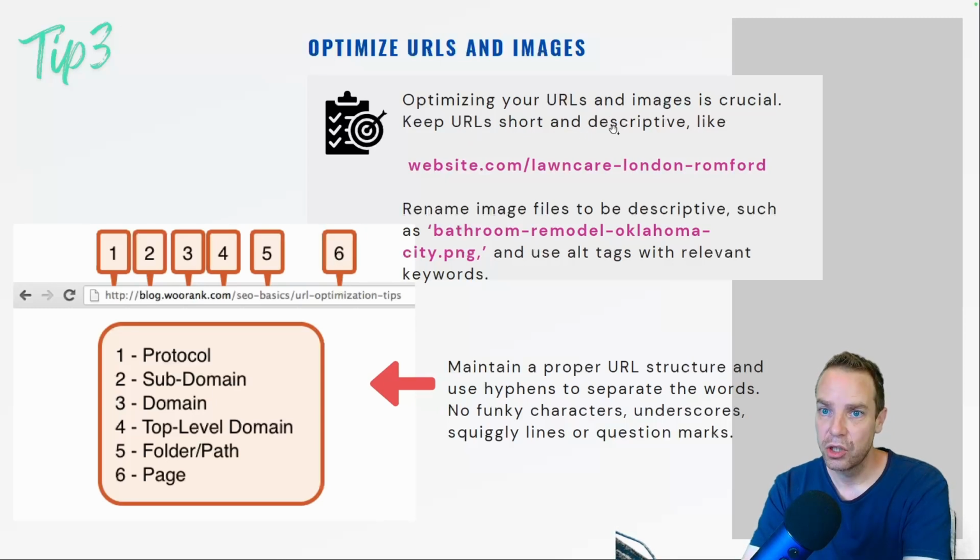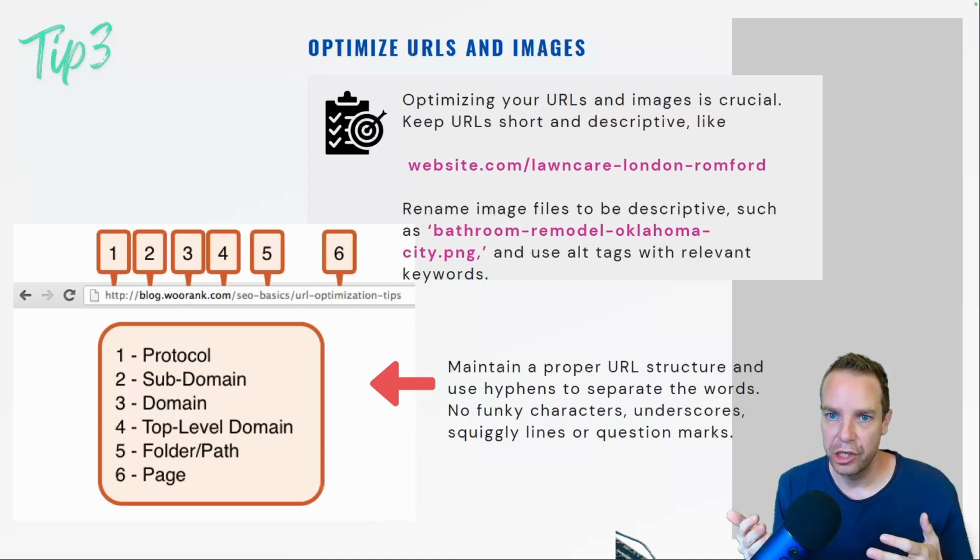Keep URLs short and descriptive, like your website, then lawn care, London, and then Ramford, so the location, the specific location in London. When somebody goes to your website and sees the URL, they know exactly what this subpage is all about: lawn care, London, in Ramford. The search engines will also like these types of URLs, because the search engine can read the URL and knows exactly what it is all about.